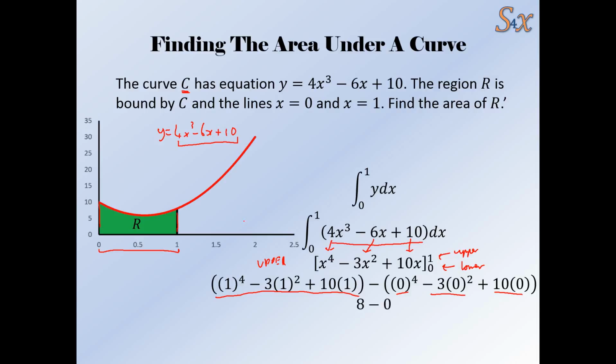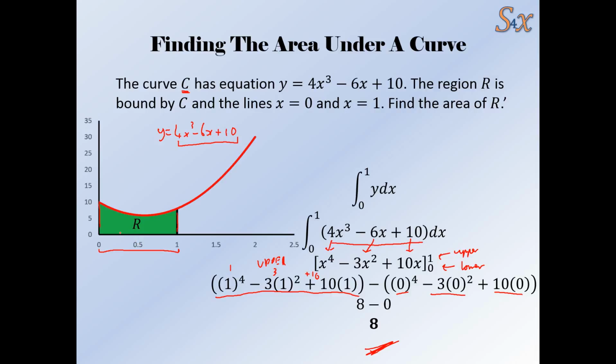If I simplify all that down, 1 to the 4 is 1, minus 3 plus 10, which you'll find gives you 8, and this whole bit has got zeros in, so you get 8 minus 0. You can just stick all this in the calculator if you want, and there's your answer. So actually the area underneath that curve is 8 units, okay? That's how big that region R is, okay? And that's how we find the area underneath the curve.